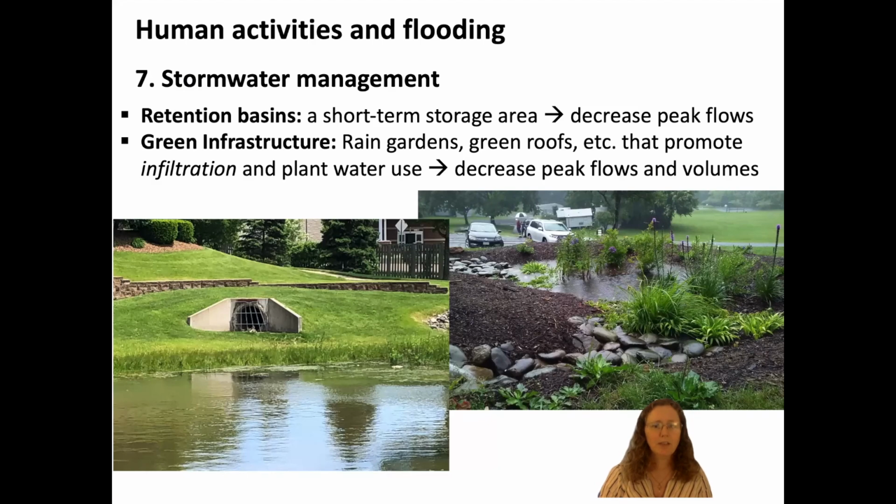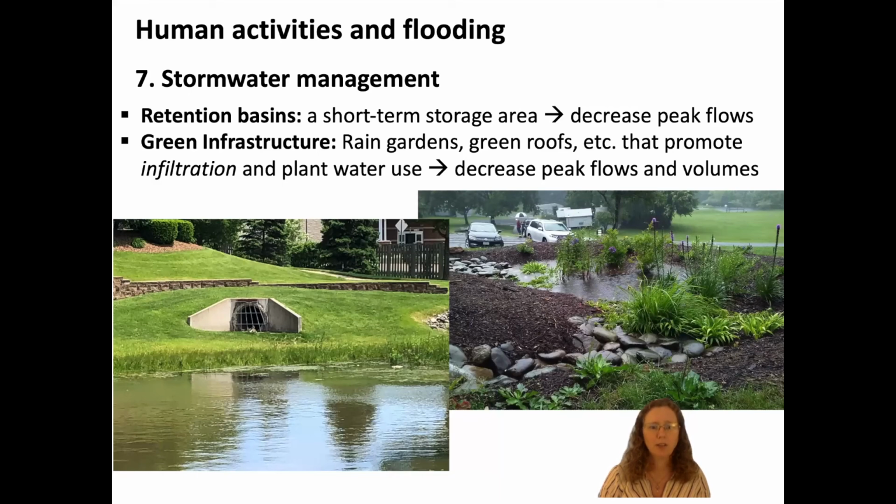As we've seen, urbanization tends to increase flooding. Since the 1970s, we've come up with engineering strategies to reduce some of the impacts of urban development on streams. One major method used is retention basins, or stormwater ponds, which provide short-term storage for stormwater runoff, which is then released into the stream over several days. Such basins and ponds reduce peak flows and increase lag times.